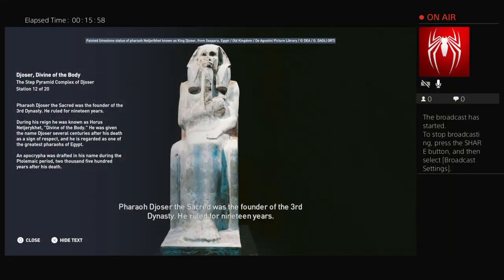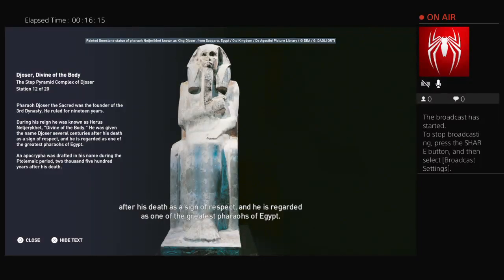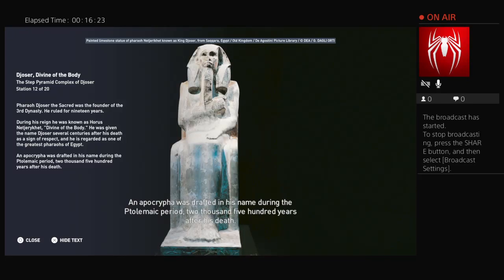Pharaoh Djoser the Sacred was the founder of the Third Dynasty. He ruled for 19 years. During his reign, he was known as Horus Nergeriket, divine of the body. He was given the name Djoser several centuries after his death as a sign of respect, and he is regarded as one of the greatest pharaohs of Egypt. An apocrypha was drafted in his name during the Ptolemaic period, 2,500 years after his death.